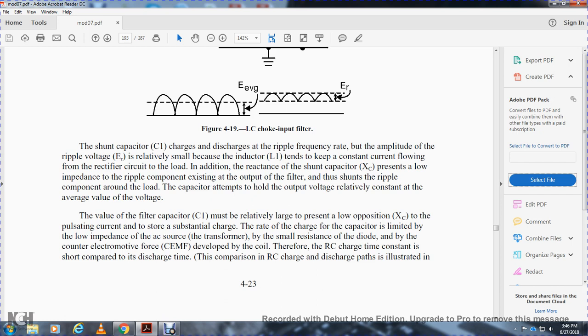The value of the filter capacitor C1 must be relatively large, representing a low opposition of capacitive reactance to the pulsating current, and storing a substantial charge. The rate of charge for the capacitor is limited by the low impedance of the transformer source, the small resistance of the diode, and by the counter EMF developed by the coil. Therefore, the RC charge time constant is short compared to the discharge time.